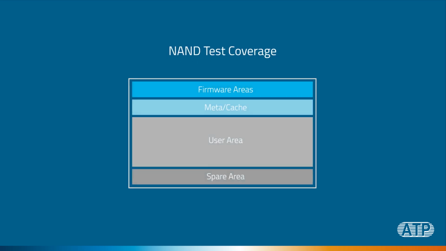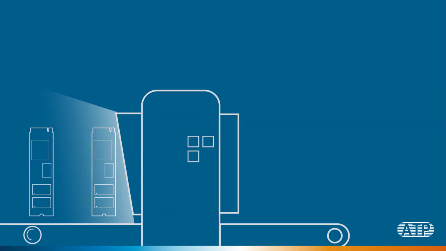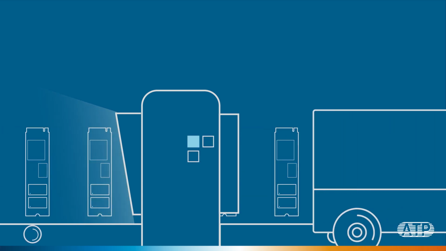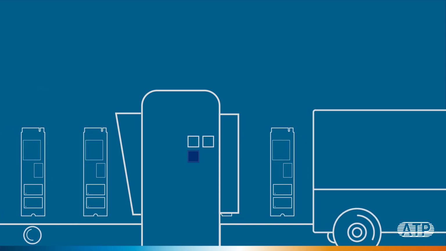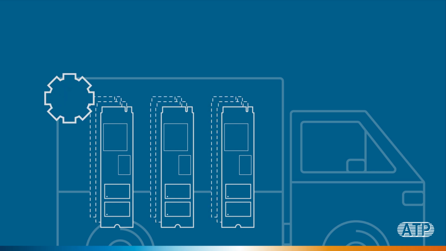Another difference is that while most module houses typically test only the user area, we test the entire drive: user, meta cache, spare, and firmware areas. With ATP RDT's more stringent criteria, only the most reliable and enduring drives are delivered to our customers. This screening process does not only weed out defective components to prevent early life failures, but ultimately, it ensures that the products will deliver superior and reliable performance within their guaranteed lifespan.